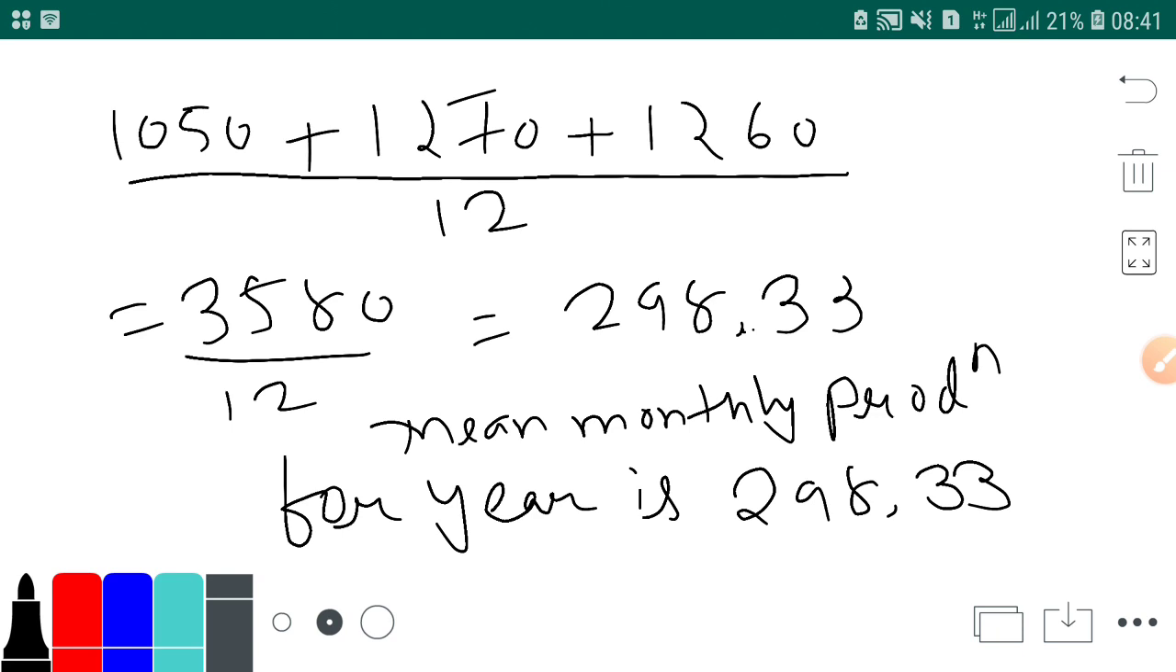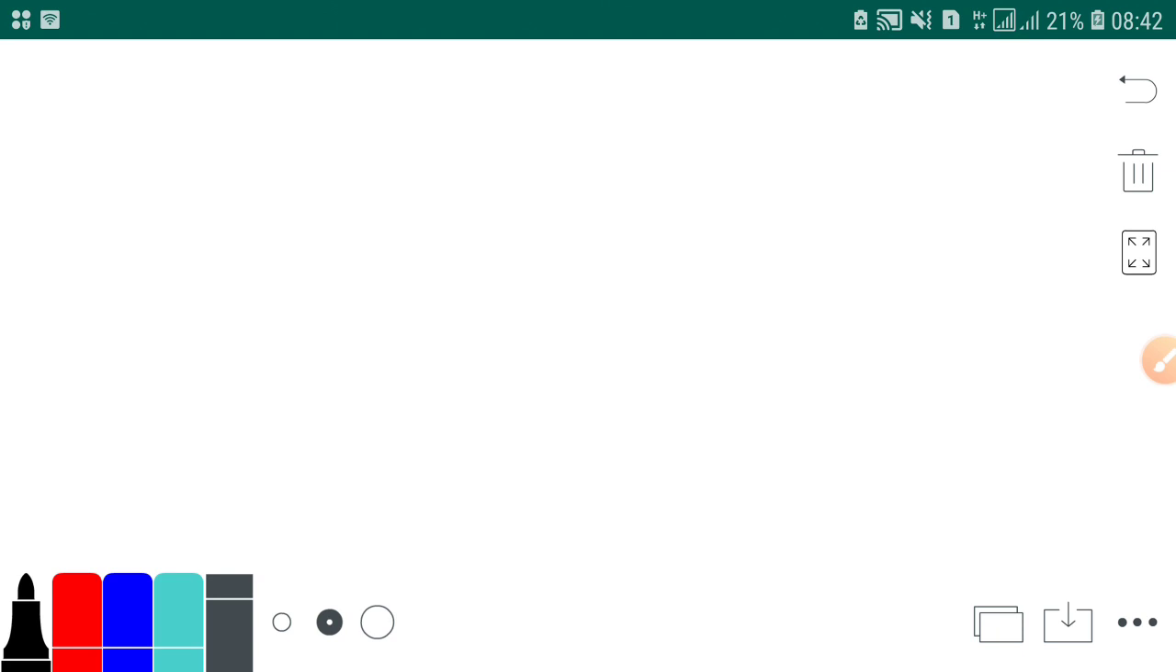So we have done almost the basics of this combined mean. Let's do some twists and turns. Yes, let's take an easy example of illustration 11.